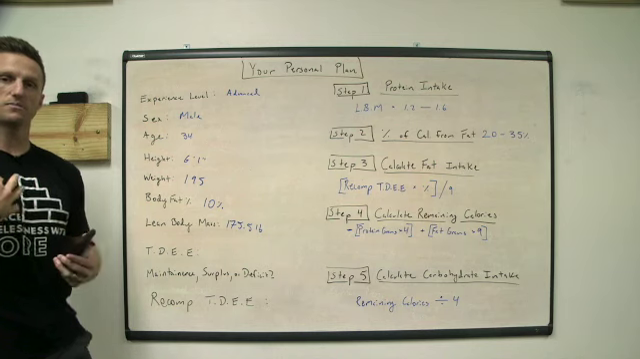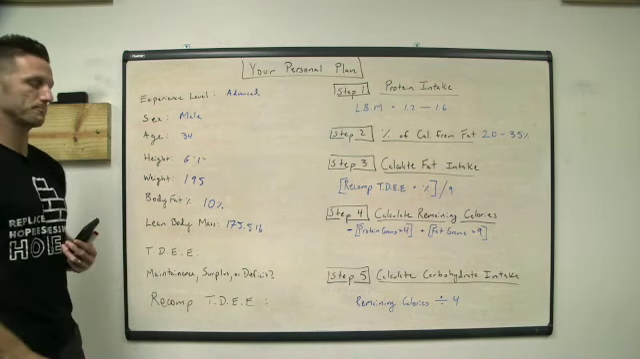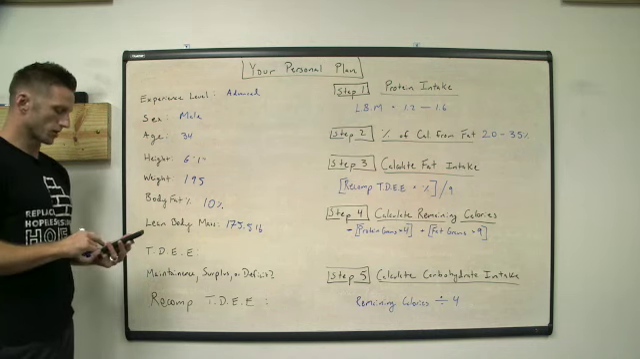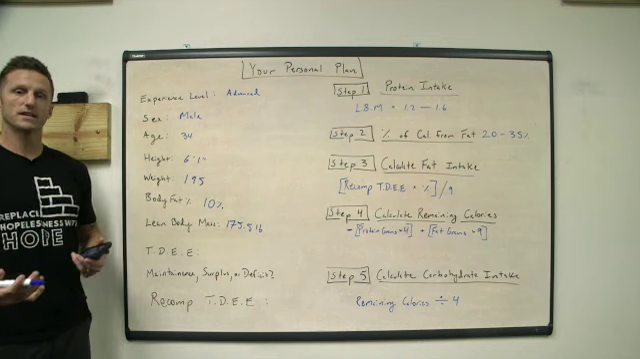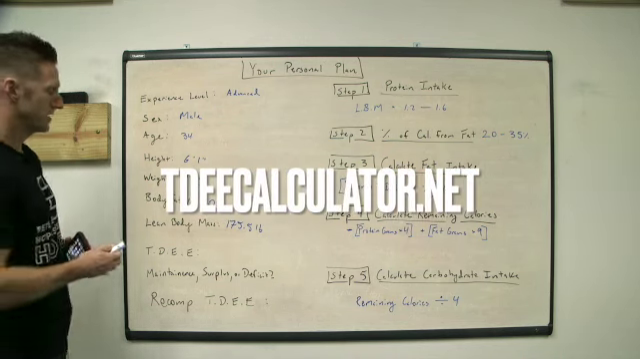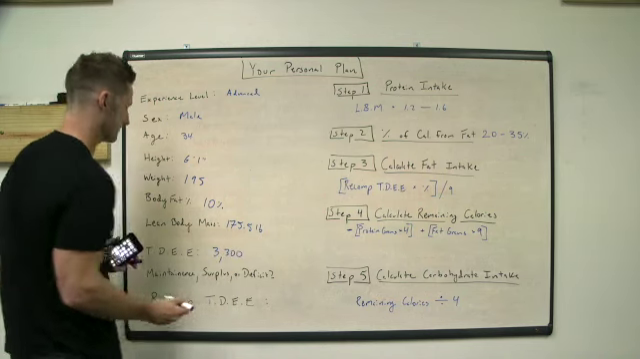Okay? Now again, if you don't know your body fat percentage, that's okay. Make sure you speak with me personally, and I'll help you figure out how you get this number for yourself, okay? Moving on then, our total daily energy expenditure, we're gonna know from using the website tdeecalculator.net. I remember mine was about 3,300 calories.